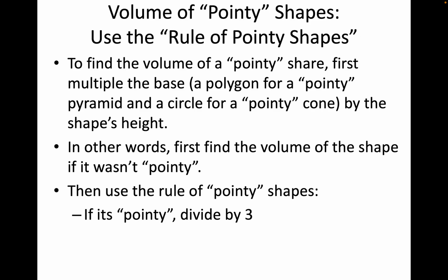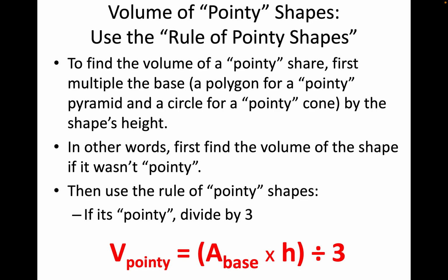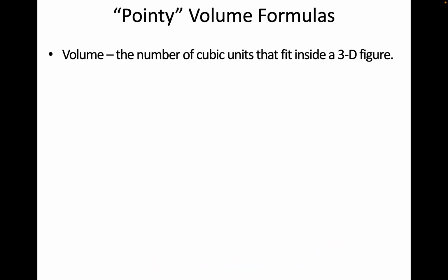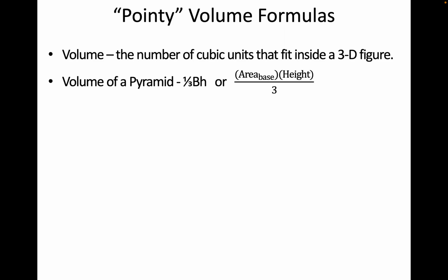So the formula that I tend to use is simply this, that the volume of a pointy shape equals the area of the base times the height, and then divide the whole thing by 3. However, I know some of you like to have specific formulas for each one, so let's do that. So in our notes, we have what is a volume. Of course, the volume is the number of cubic units that fit inside a 3D figure. And then we have the volume of a pyramid. So that's just the base times the height divided by 3, or 1/3 base times height. Or, again, we can just call it the area of the base times the height over 3.